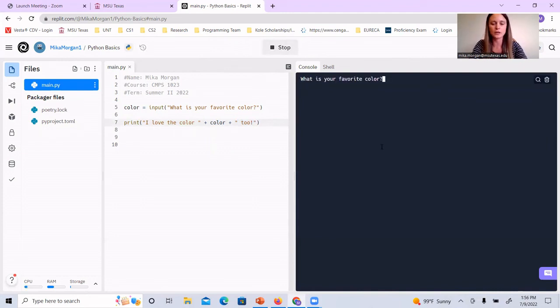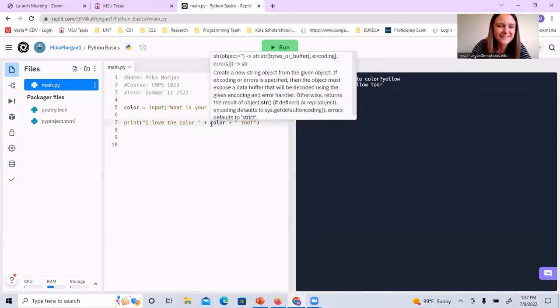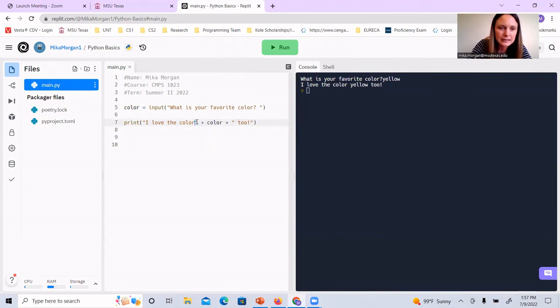What is your favorite color? I want a space after the question mark. I don't like the cursor right there. My favorite color is yellow. I love the color yellow too. Well, of course you do, because I'm the one that said it, right? But let's see if I needed the spaces there. Let's say that my favorite color is blue. Okay, I did need them.